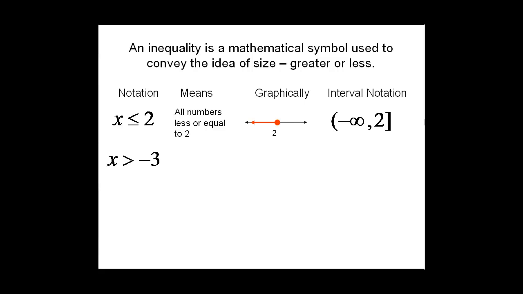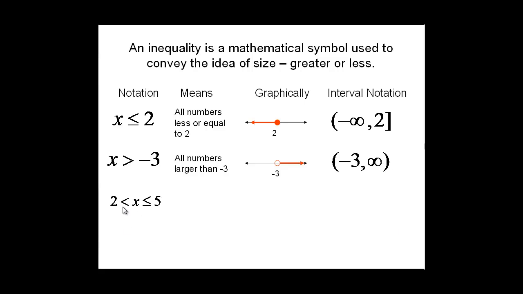Something like this means x is greater than negative 3. That's all the numbers that are larger than negative 3. So we put an open circle because there's no bar under it. It's not equal. We're going to the right, and that's going to be negative 3 to infinity. We do not include negative 3, and we do not include infinity.